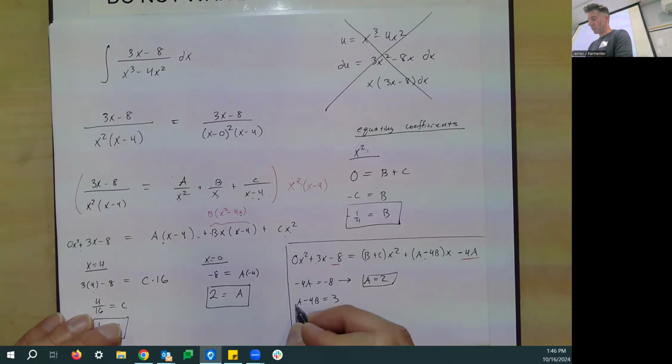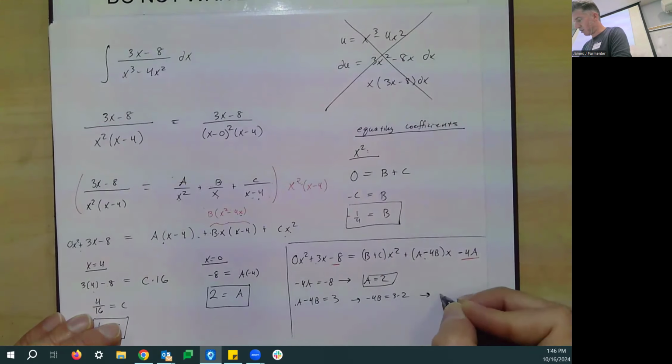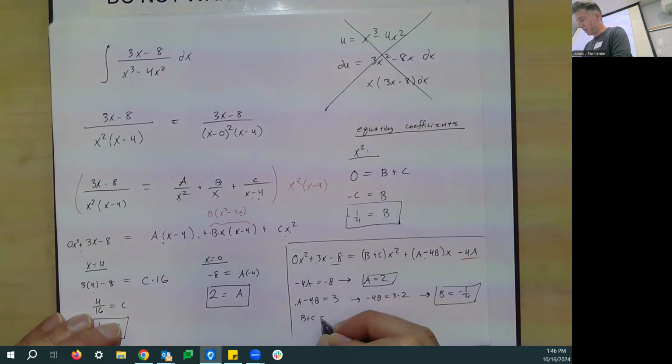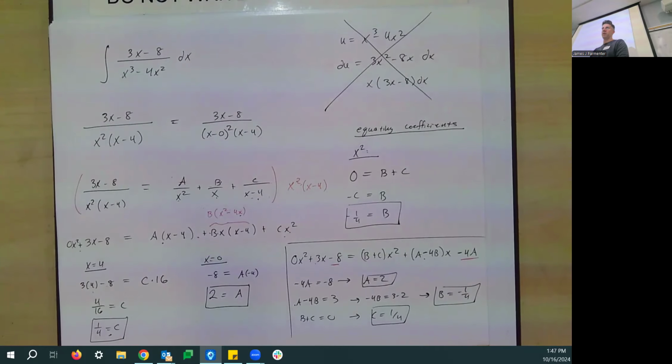But then since I know a is 2, negative 4b equals 3 minus 2. And b ends up being 1 divided by negative 4. And then b plus c equals 0. But b is negative 1/4, so that means c has to be positive 1/4. That is a totally good way of doing it.